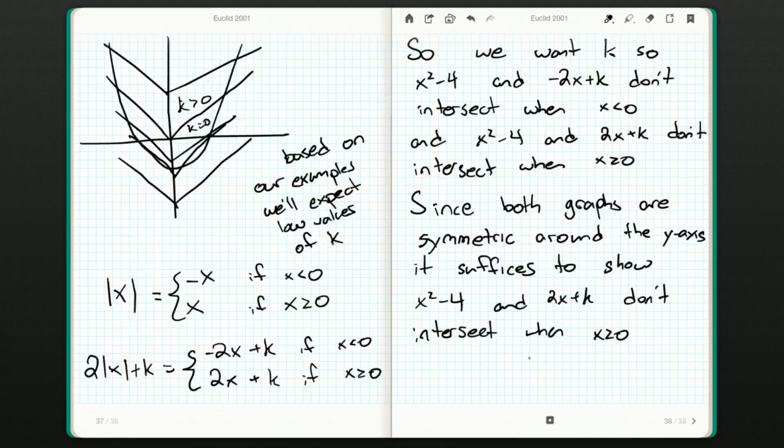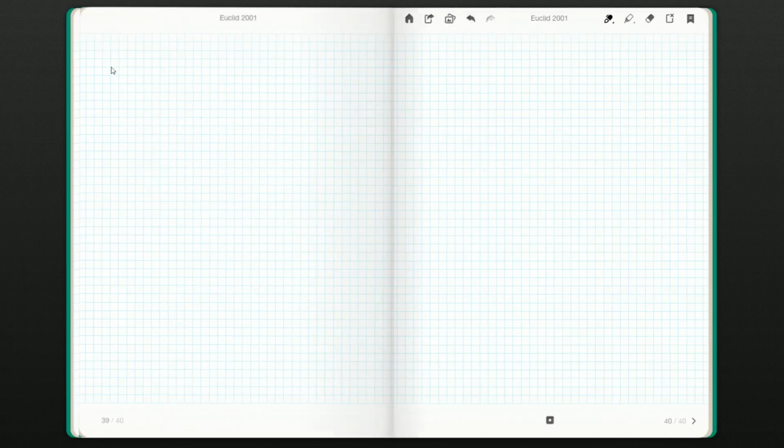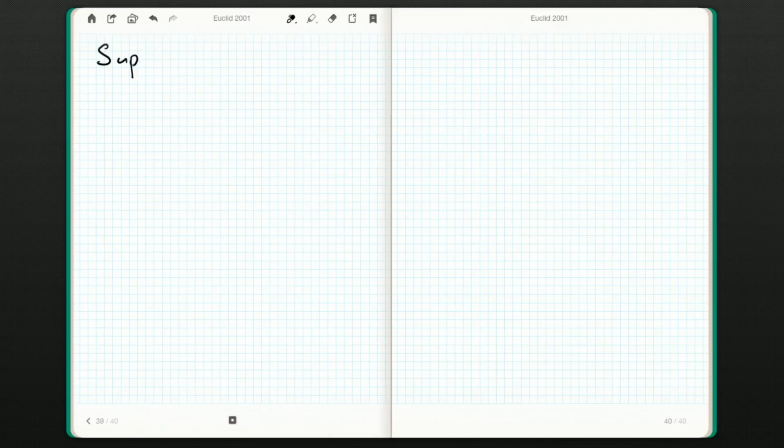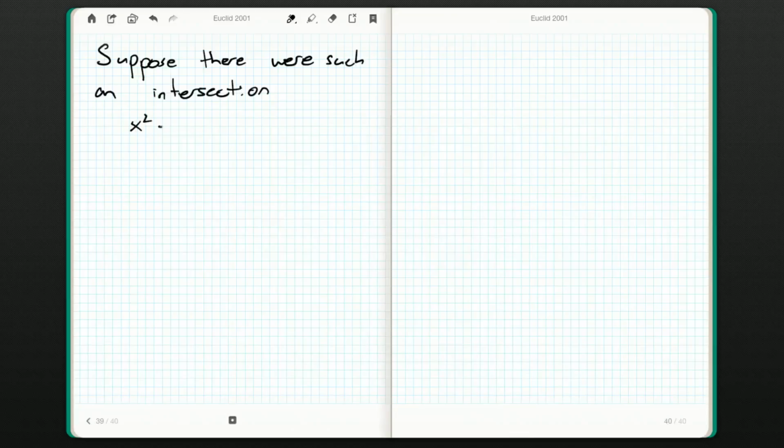Because if there were an intersection on the other side, on the negative side, then by symmetry there'd have to be an intersection on the positive side. So we just need to check the positive case. Now, suppose there were such an intersection. Well, how do we set up any intersection between any equations? We make them equal to one another. So x squared minus 4 must be equal to 2x plus k. Okay? And this is something that we can manipulate.